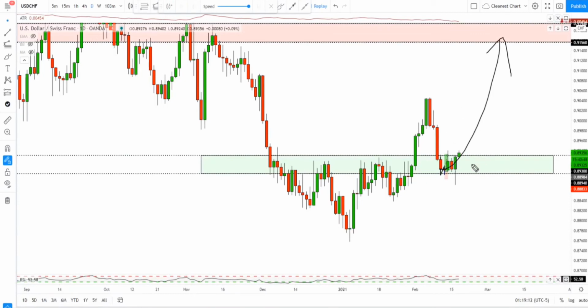But I'm not looking for this huge move up. Instead, I just need to see a bounce out of this market from this level using this reversal trading strategy. And that's the 3 steps I use when looking for reversals.